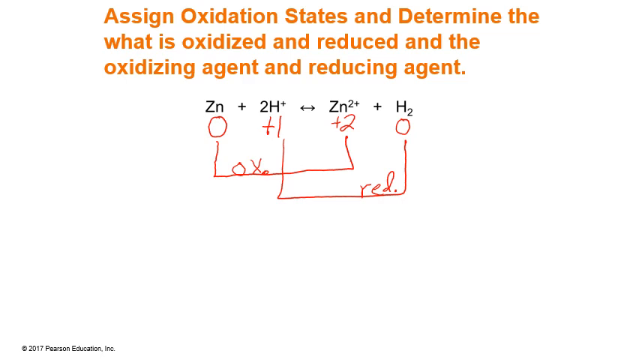Now how about the agents? So what is our oxidizing agent in this case? Our oxidizing agent is the H+. Now why is H+ the oxidizing agent? We said it was reduced. Well, because it is reduced, it's causing the oxidation. It's making the oxidation happen. And so that is why it is our oxidizing agent.